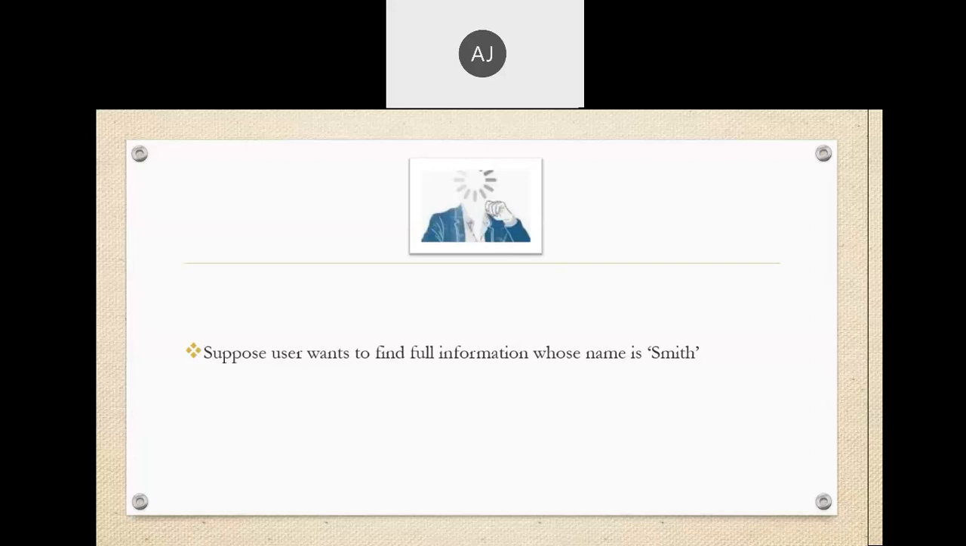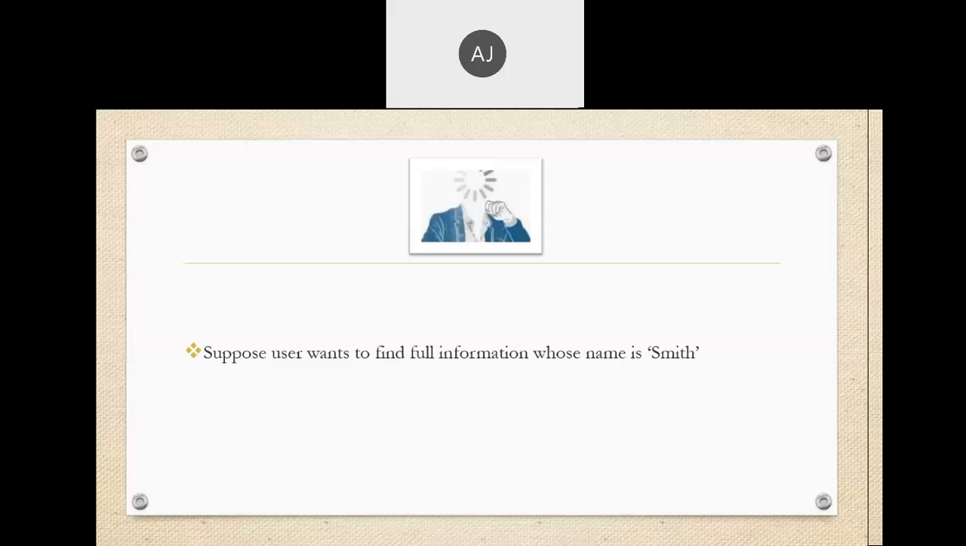Okay, let's do that. The next task: suppose a user wants to find full information whose name is Smith. We can say first name or last name. I don't know about that table, so I use the words first name or last name, whatever it may be. I have a database, but whether a person named Smith exists or not, I did a practical on that, but I just forgot whether it is first name or last name. So suppose the user wants to find the information whose name is Smith.